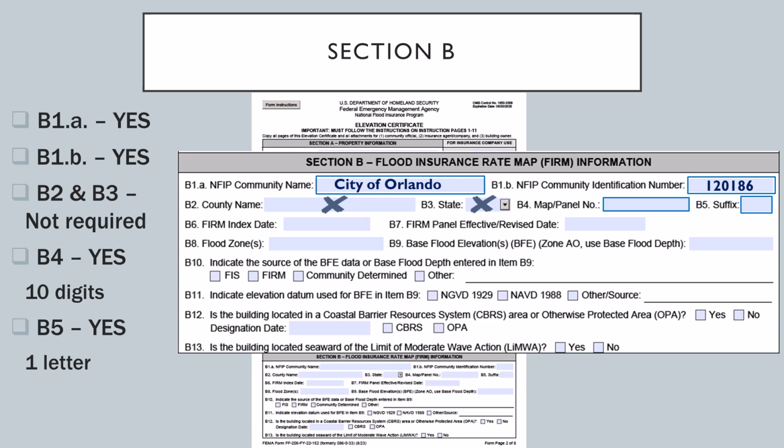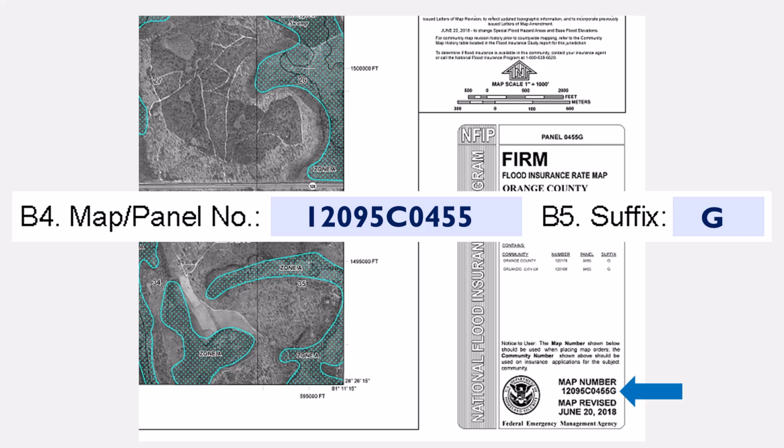Both the map number and the panel number, 10 characters, must be in B4, while the suffix goes in B5. Most FIRMs are now county-wide maps, so if you look at the FIRM for your community, you will see the full map and panel number down in the bottom right corner. It consists of the 5-digit community identification number for the county, then the letter C to indicate it's a county-wide map, and then the 4-digit panel number. The letter at the end of it, G, goes in the next field, B5.